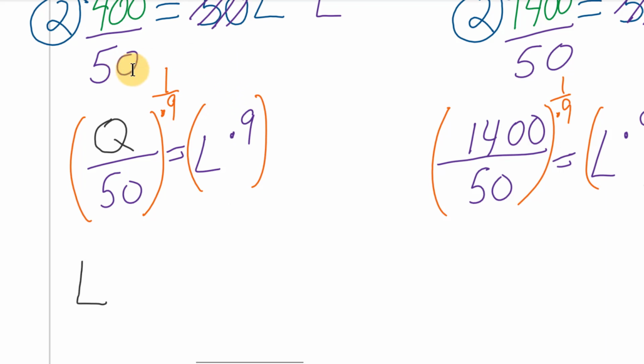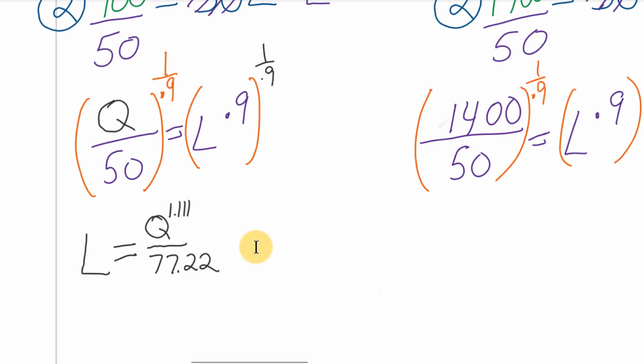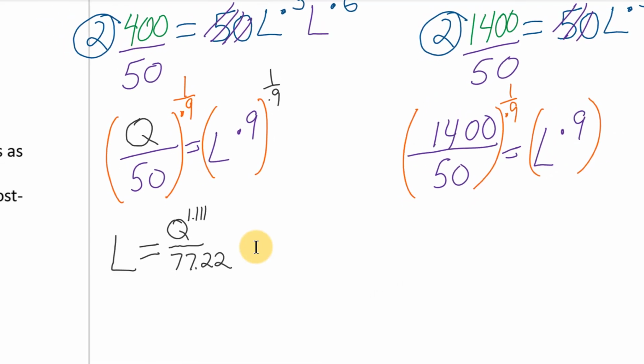So if we raise both sides to the 1 over 0.9 power, we'll have L equals Q to the 1 over 0.9, which is 1.111111. Divide that by 50 to the 1.11111, about 77.22. So what this lets us do is not have to repetitively solve these problems. If we had to do a lot of them, we can just plug in Q, whatever Q we want. So let's use this and see what we get.